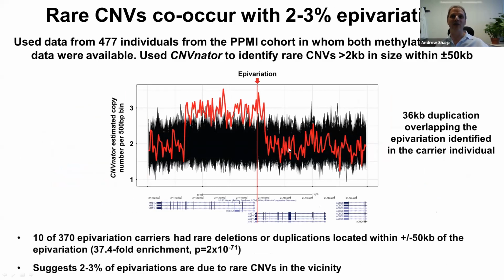When we look across all of the epivariations, we had these rare CNVs at 10 of them. So it's a pretty small fraction, only about 2 or 3% of our cohort. But again, this was highly enriched versus background, a nearly 40-fold enrichment with a p-value of 10 to the minus 71. So again, this is telling us a small fraction of epivariations, a few percent, are caused by rare underlying CNVs.